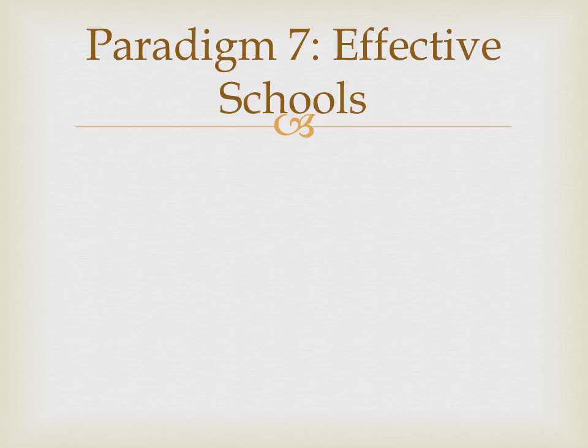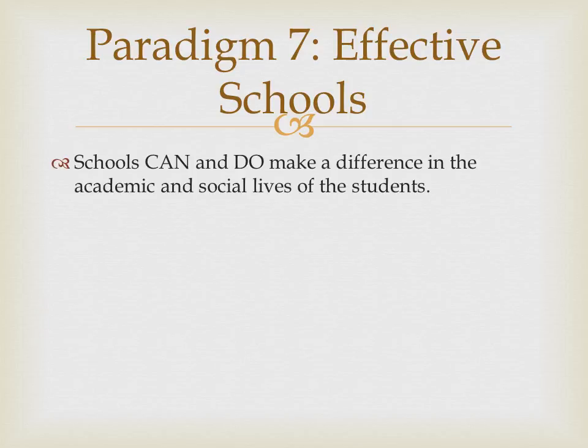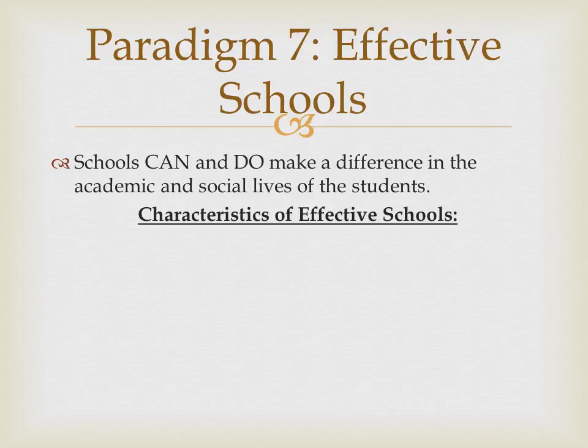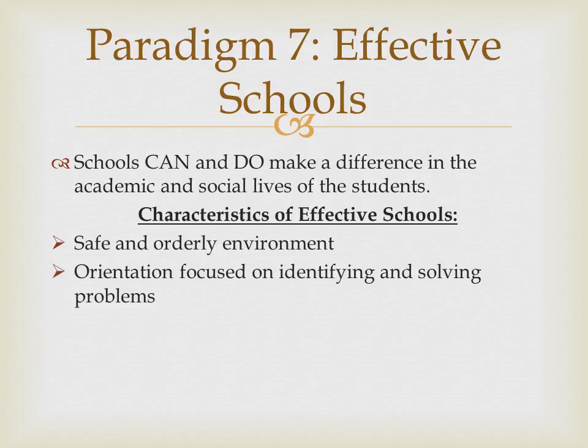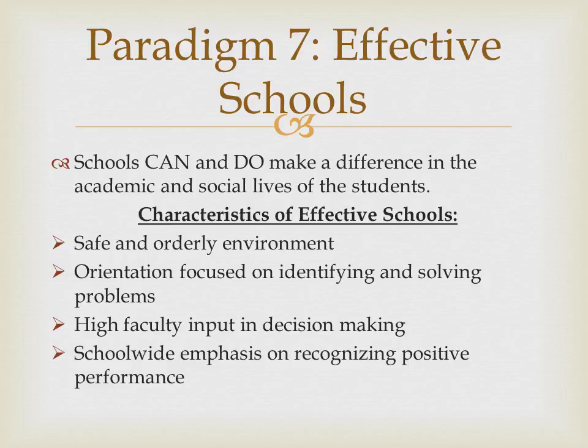Paradigm number 7 is the effective schools paradigm. Schools can and do make a difference in the academic and social lives of the students. Now, some characteristics of effective schools are as follows. They are safe and orderly environments. Orientation focused on identifying and solving problems. They have high faculty input in their decision making. There's a school-wide emphasis on recognizing positive performance.